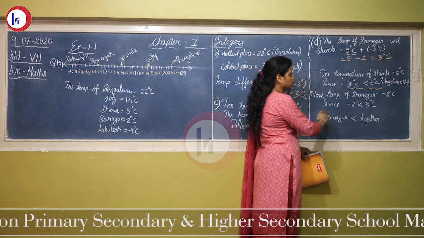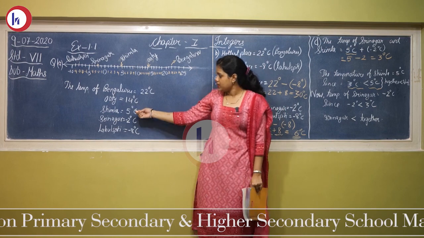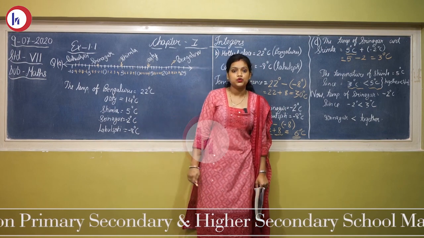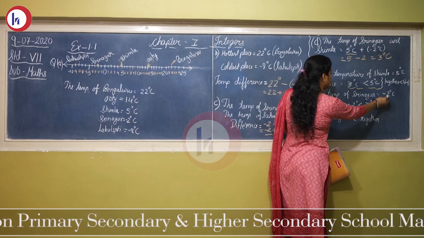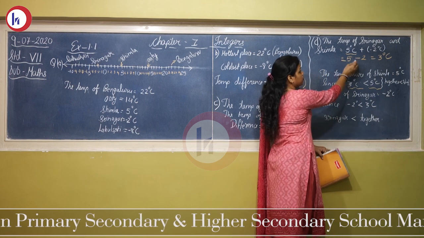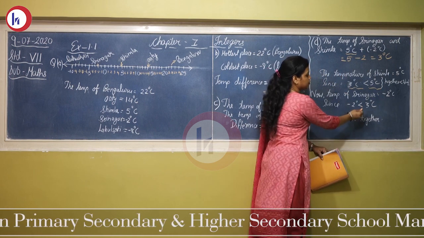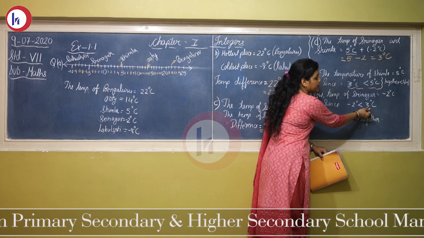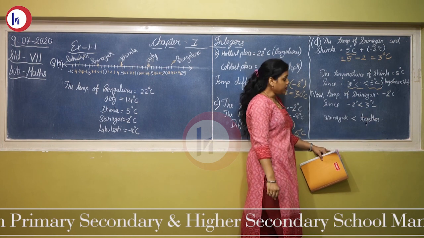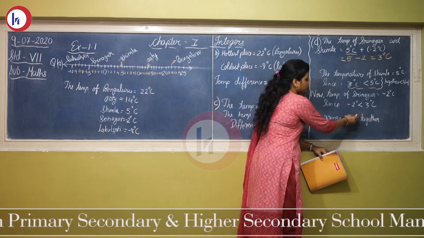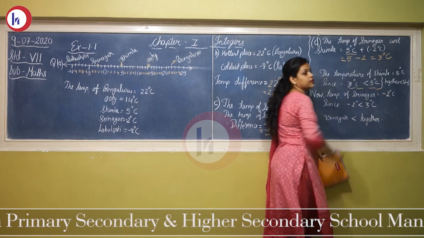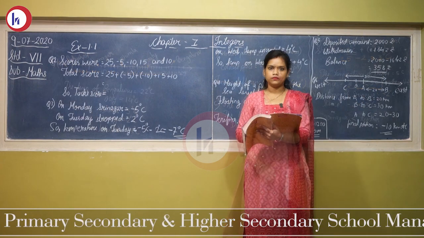In that question, the second part is they are comparing the temperature of Srinagar also with the together temperature. So here also, the temperature of Srinagar is minus 2 degrees C. So minus 2 degrees C when compared with the together temperature, that is 3 degree. So minus 2 is less than 3 degree C. That means the temperature of Srinagar is less than the temperature taken together.